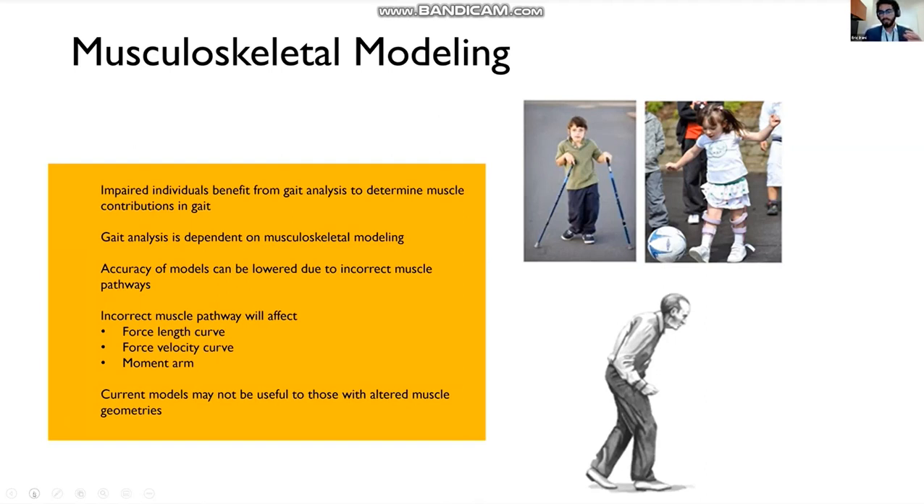But these muscle geometries in particular are extremely important because if the muscle geometries meant to represent our participants are inaccurate, then our calculations will be inaccurate. And so this can affect things such as the force length curve, force velocity curve, and the moment arm. And so this calls into question, are these generic models good representations of those impaired individuals with altered muscle geometries?